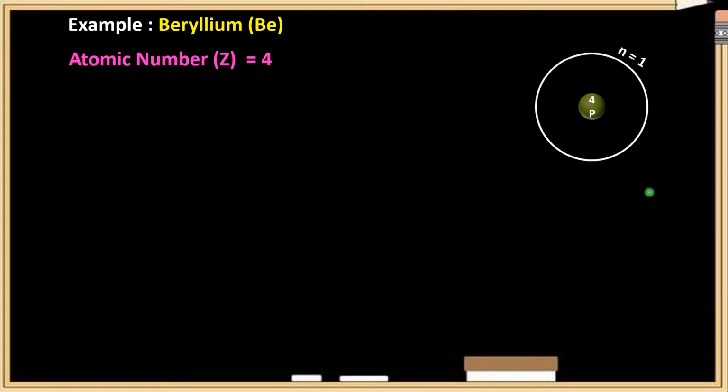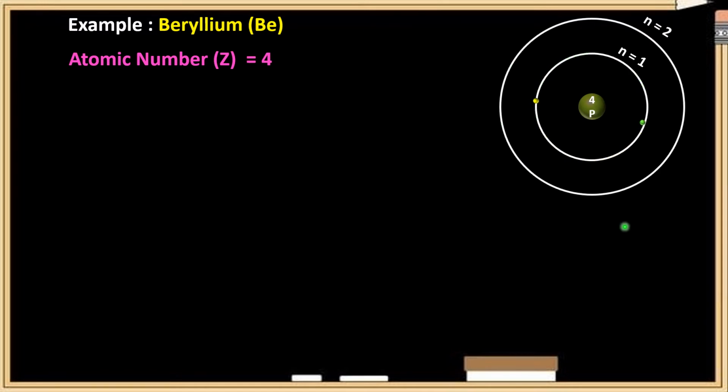Now I will show you the Aufbau principle by taking an example. Beryllium, Be, its atomic number Z equal to 4. The nucleus of beryllium has 4 protons and 4 electrons revolve around the nucleus. 2 electrons in the first orbit and the remaining 2 electrons in the second orbit. So totally 4 electrons are there to fill the orbitals.